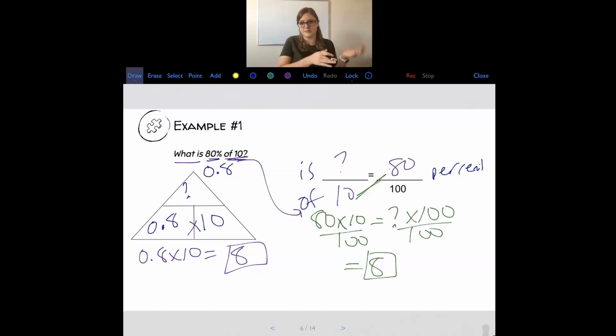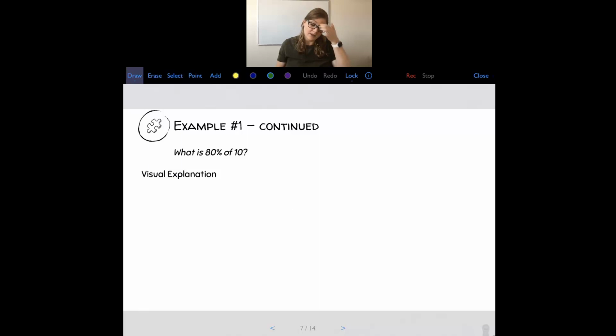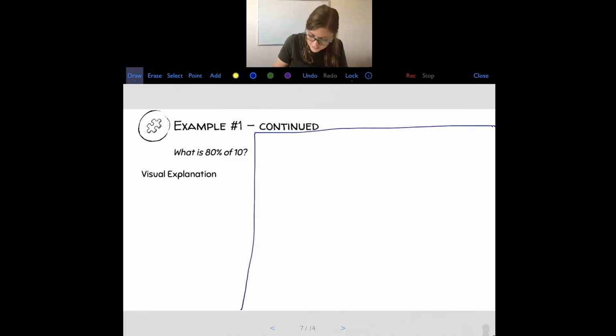Okay, so that's using the part, percent, whole triangle. The other is using proportions, or the is over of equals percent over 100. And then I do want to give you a visual as well. So if we're talking about what is 80% of 10, remember that when we talk about percents, it means per 100. So I'm going to draw a big square, and again, pretend it's going to be 100 equal pieces. Okay, I'm using the edges as part of my square.